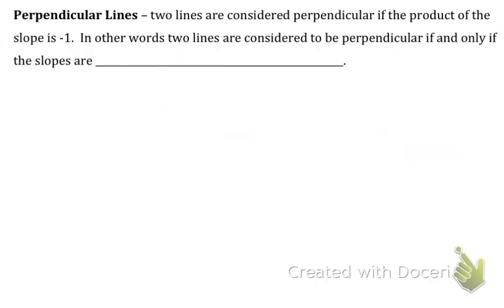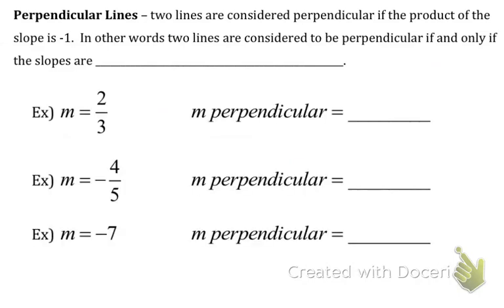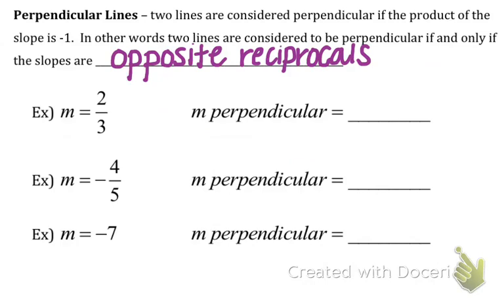Lines are considered to be perpendicular if the product of their slopes is -1. In other words, they are perpendicular if and only if the slopes are opposite reciprocals. So let's take a look at what that means. If the slope of my first line is positive 2/3, then my slope perpendicular to a line with the slope of 2/3 will be, first of all, negative because my original was positive. That's where the opposite comes in. And the reciprocal of 2/3 is 3/2.